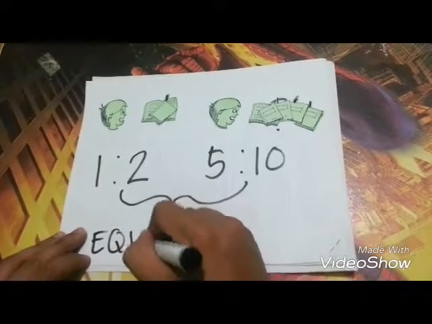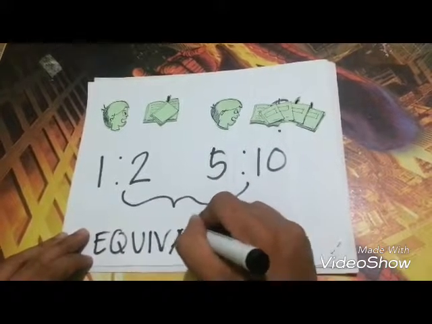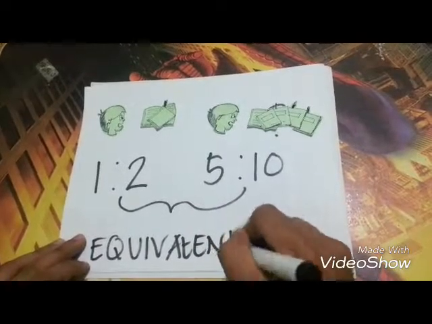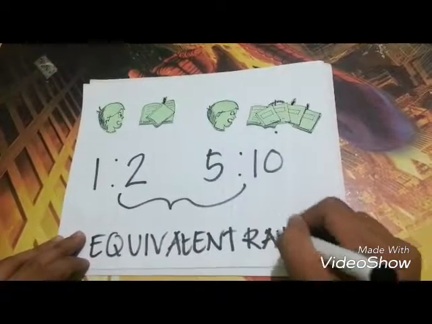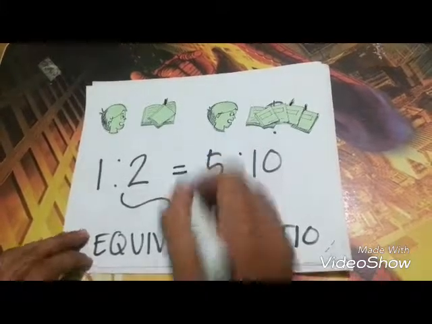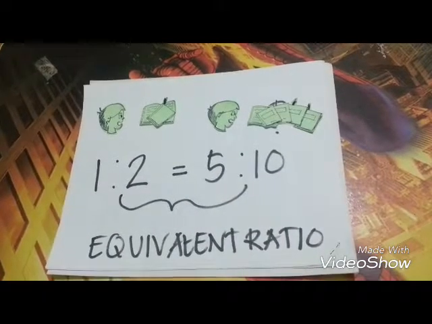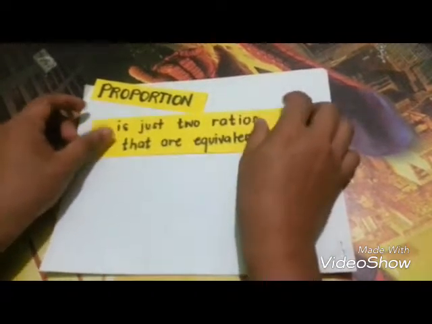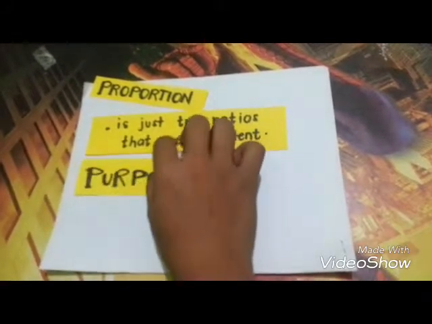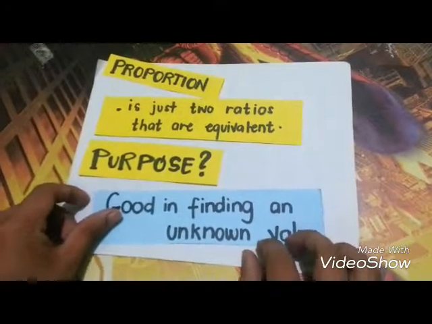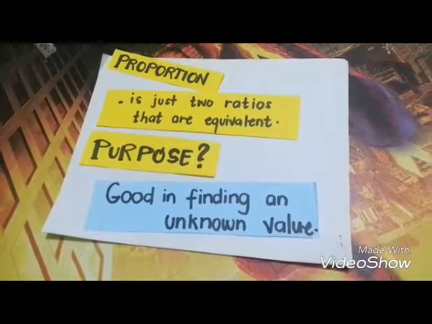Just like equivalent fractions, they represent the same amount, so we can put an equal sign in between. And when we do that, we have a proportion. A proportion is just two ratios that are equivalent. So what's the purpose of this? Proportions are really good in finding an unknown value.